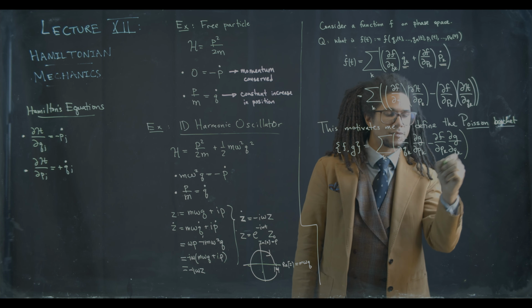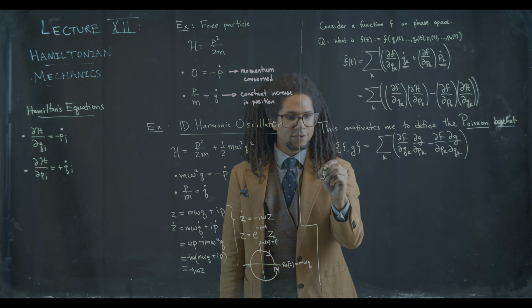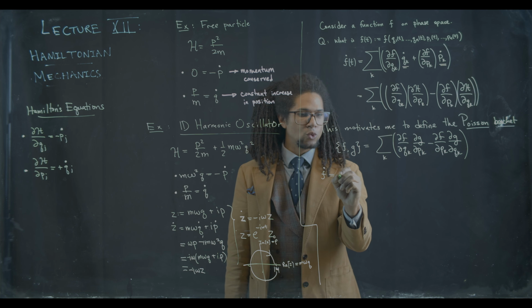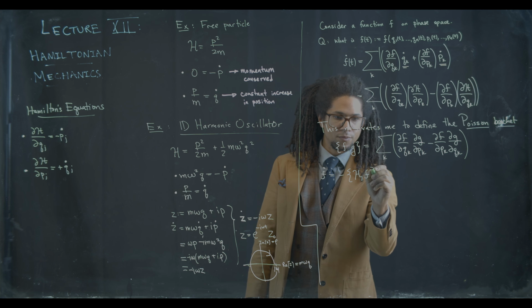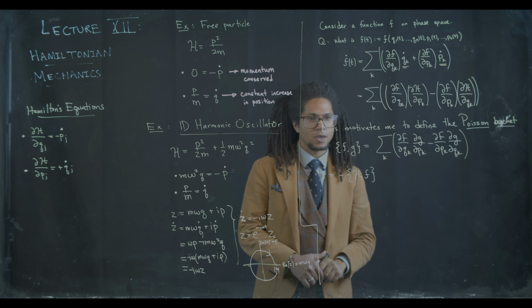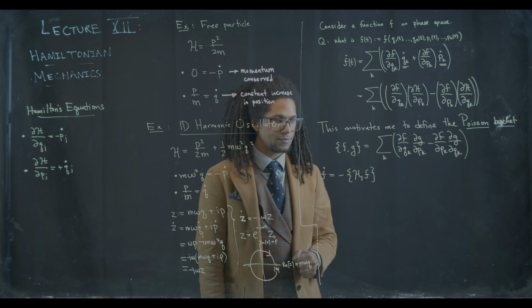And in particular, this tells me the thing that I was already after in the beginning, which is that f dot is equal to minus the Poisson bracket with h. Cool. The Poisson bracket of h with f, I should say. Good. Okay. Sometimes, in order to say this, I will say h bracket f. That's another way to say it.